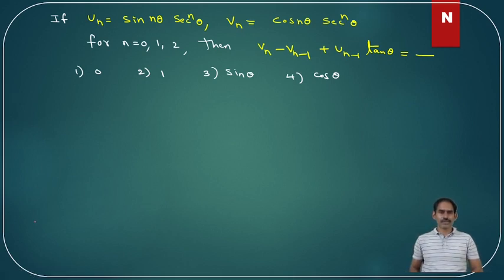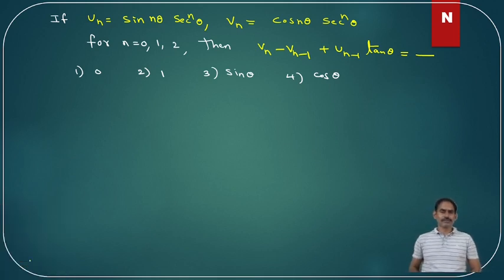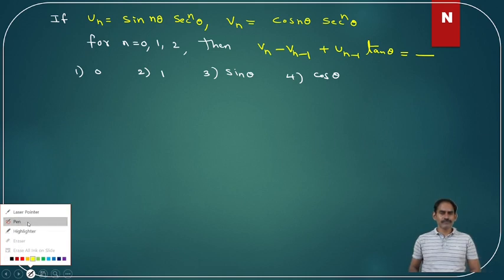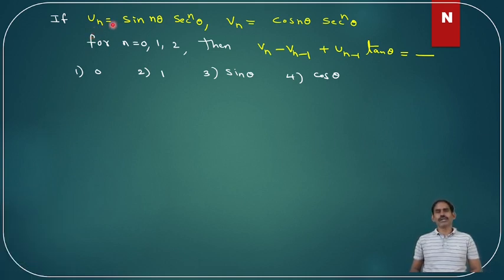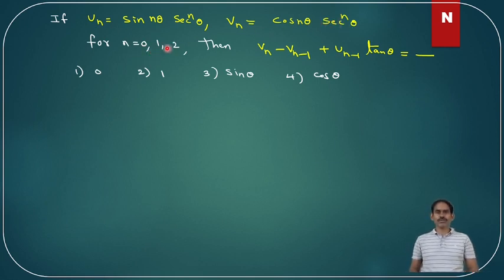Let us start the next question. Here Un is given. Listen, Un means sin n theta secant power n theta. Vn is cosecant n... cos n theta into secant power n theta, for n values 0, 1, 2. They're asking for Vn minus 1 plus Un minus 1 into tan theta. Vn and Un are given, so find Vn minus 1 and Un minus 1 first.